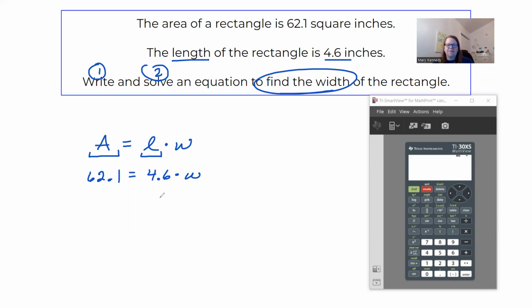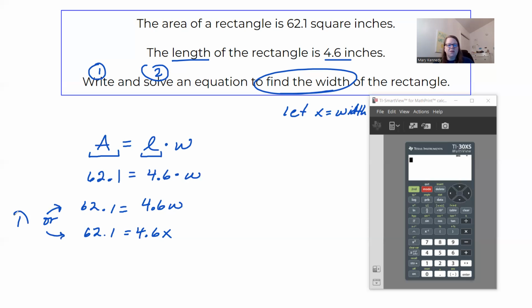Now that looks kind of funny. I mean, we could say that that's our equation, but you know, in algebra, we would write it just 4.6W. And if the W bothers you, you could say, let X equal the width of the rectangle. And so if that was the case, then you would say 4.6X. So either one of these is great. I would say either one of these could be where you've written your equation.